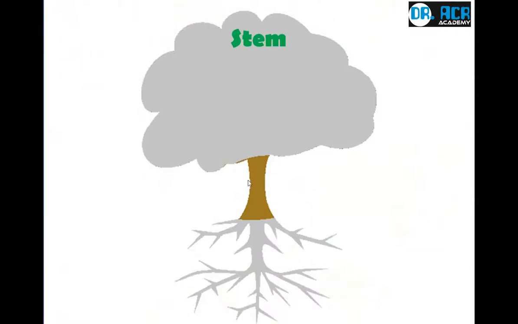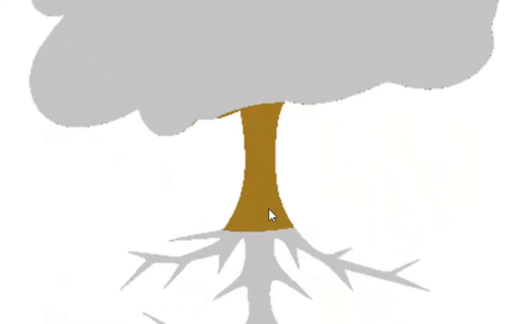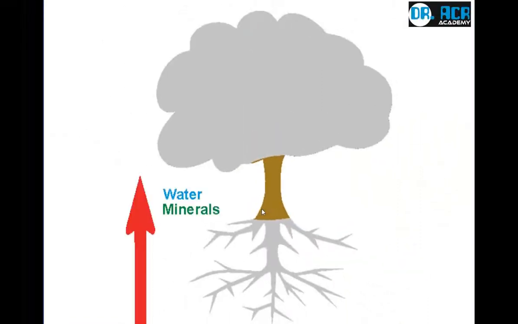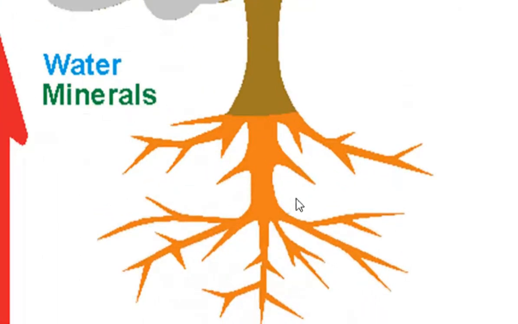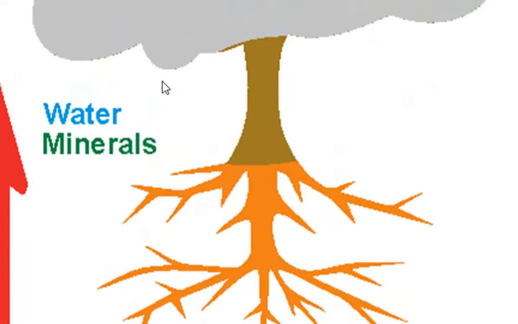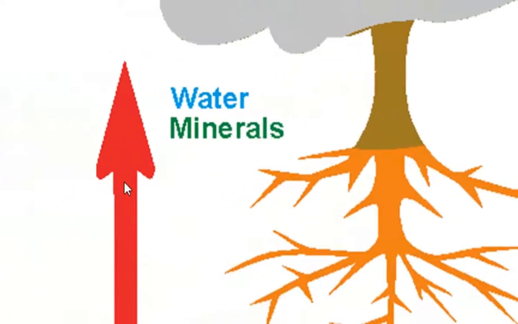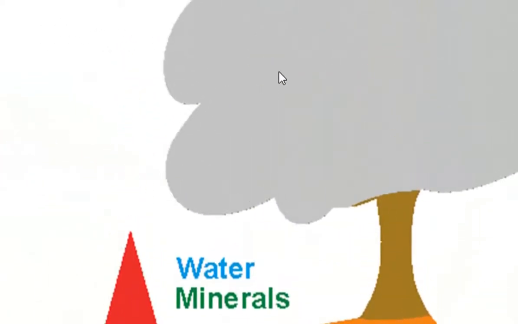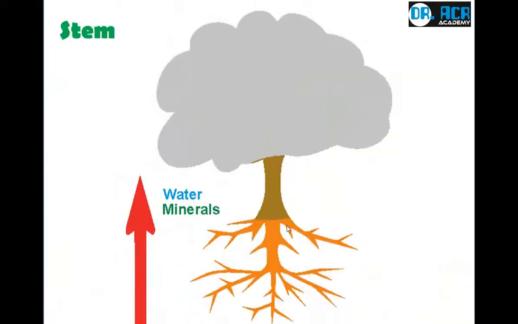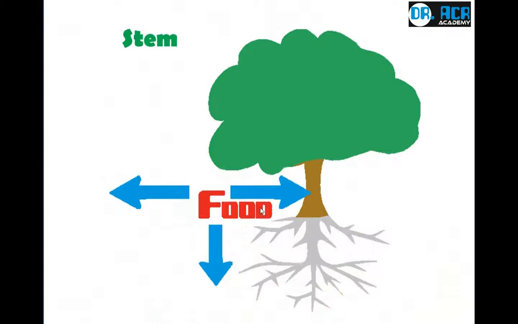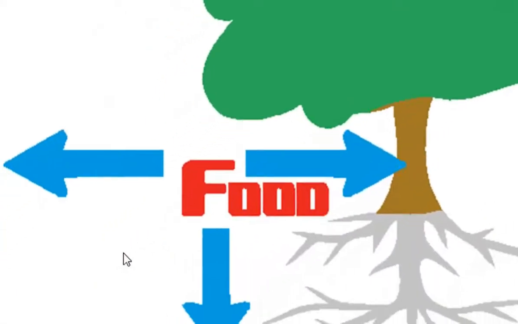Now come, we will discuss the stem. Stem takes water and minerals from the root to the other parts of the plant, and takes food from the leaves to all the parts of the plant.